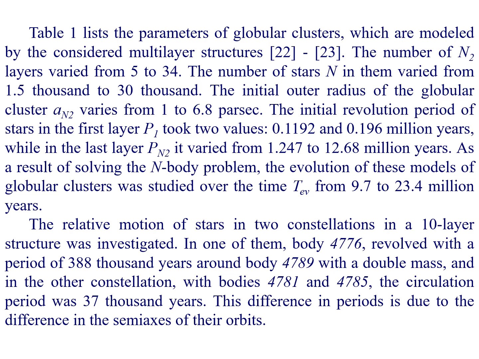The relative motion of stars in two constellations in a 10-layer structure was investigated. In one of them, this body revolved with a period of 388,000 years around this body with a double mass, and in the other constellation, with such bodies, the circulation period was 37,000 years. This difference in periods is due to the differences in the semi-axes of their orbits.